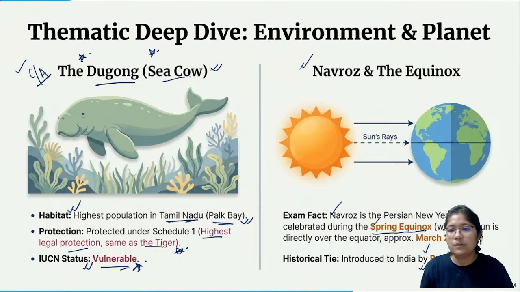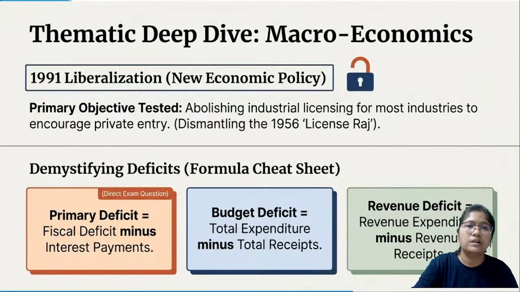Then the spring equinox. This is from geography also, you study the equinox. So interlinking interdisciplinary, or more than one subject, they are asking questions like that also. Again, nothing to worry about, right?